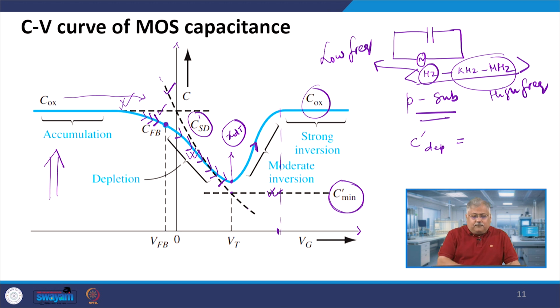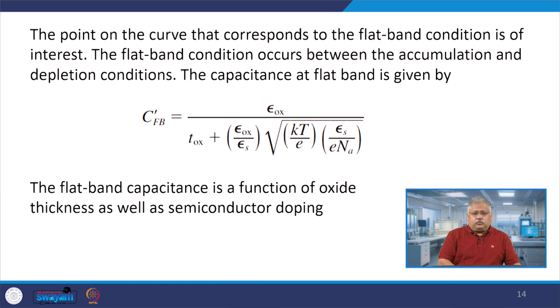So the flat band capacitance is given by this function. It depends upon many factors. It depends upon other factors here, and is a function of oxide thickness also, right? So Tox, as well as the doping of the semiconductor. It's almost the same as your C depletion, right? But has a value which is quite different from C depletion.